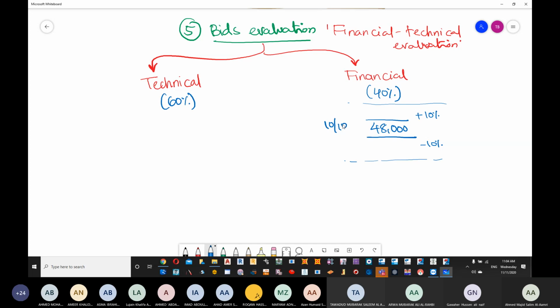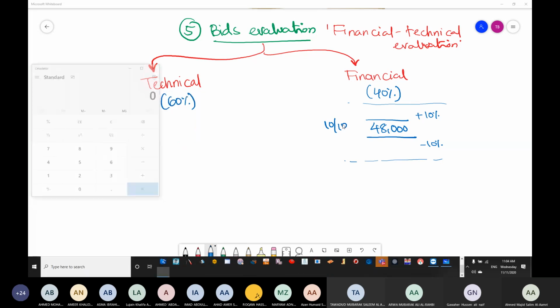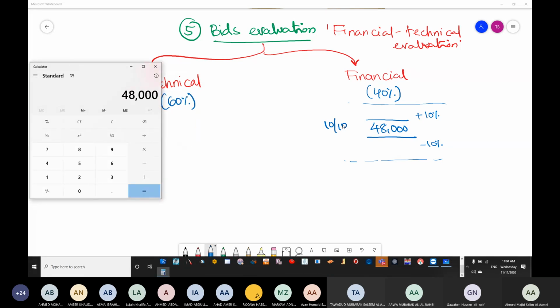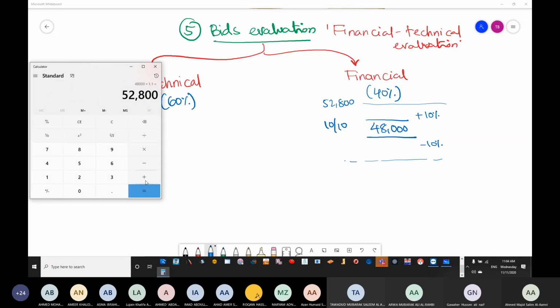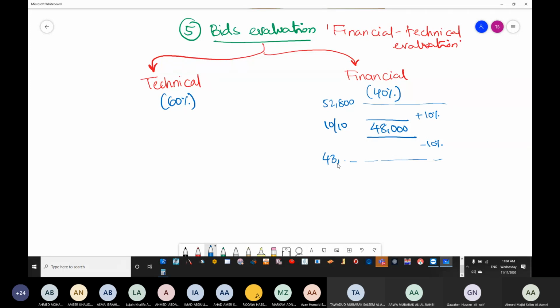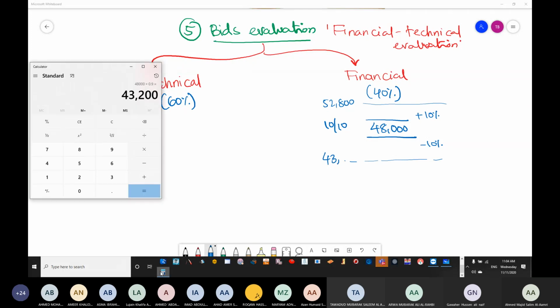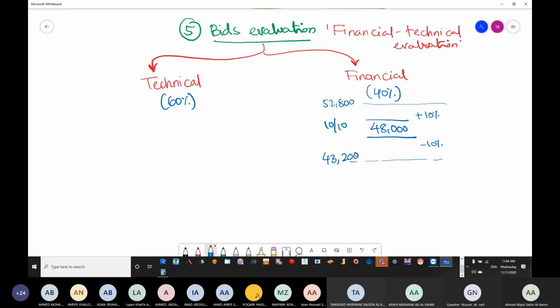Means if we are talking about 48,000 multiplied by 1.1, we have 52,800, and then we have minus 10%, so 48,000 multiplied by 0.9. So if you are in the range of 52,800 to 43,200, you are going to get 10 out of 10.